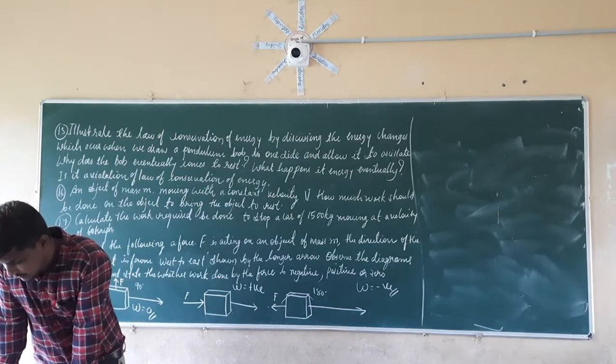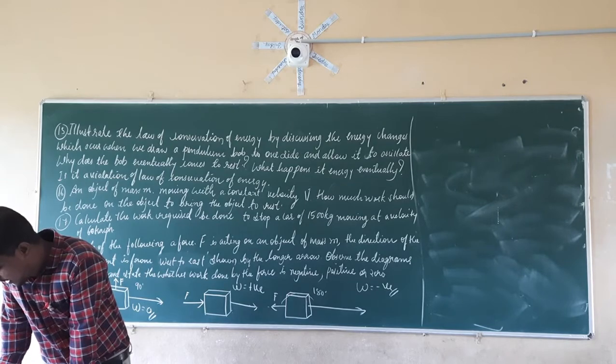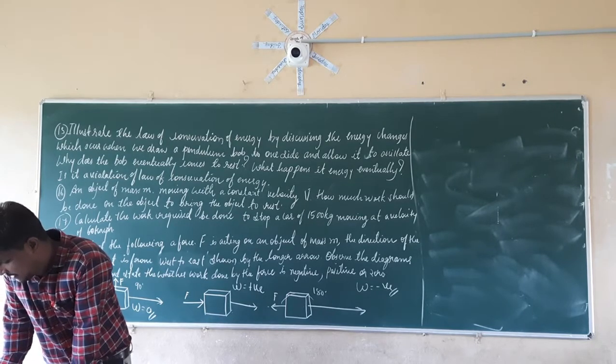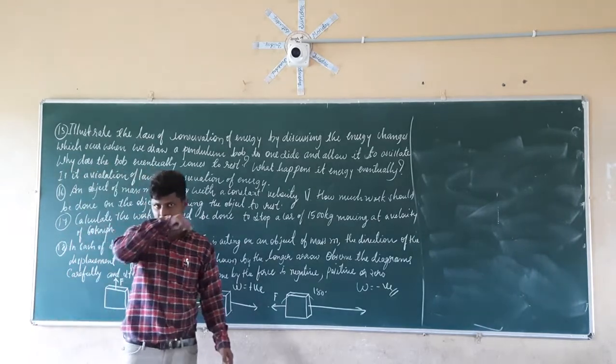Next, question number 20 here. Find the energy in kilowatt hour consumed in 10 hours by 4 devices of power 500 watt each.